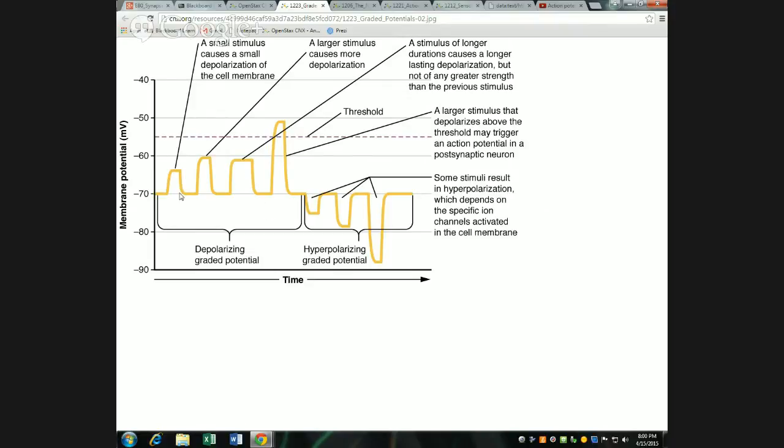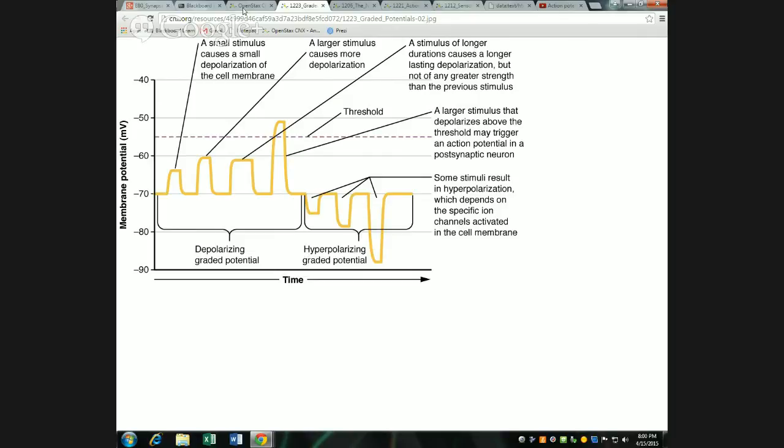They don't have to be depolarizing potentials. There are other types of potentials where the membrane gets more negative. That's what we call hyperpolarizing. And so again, they can be different sizes because they're graded potentials. So we can see a slight hyperpolarization, a greater hyperpolarization, or a huge hyperpolarization there. So this is just setting up what different types of graded potentials can be.